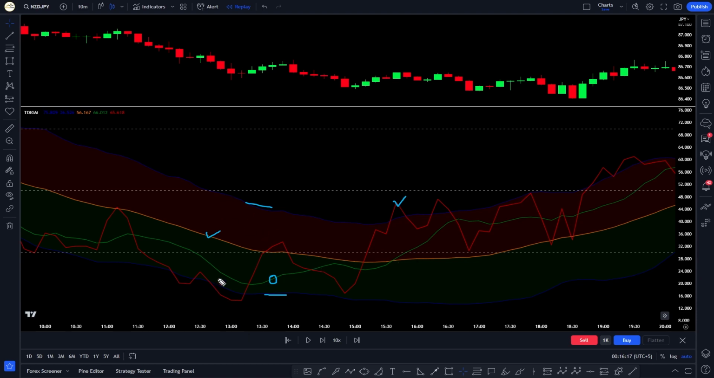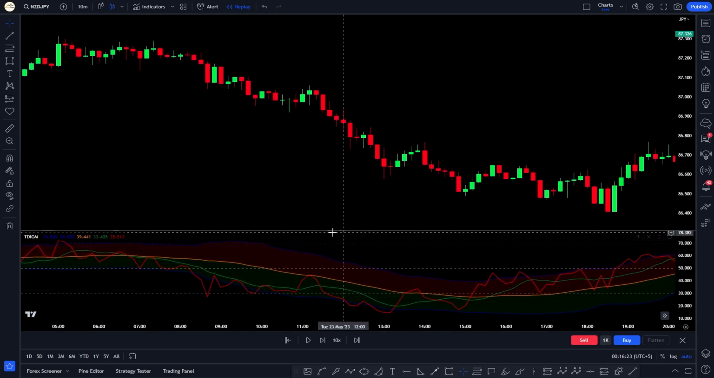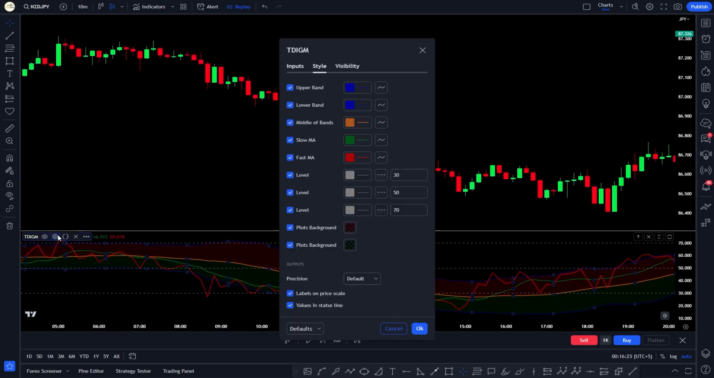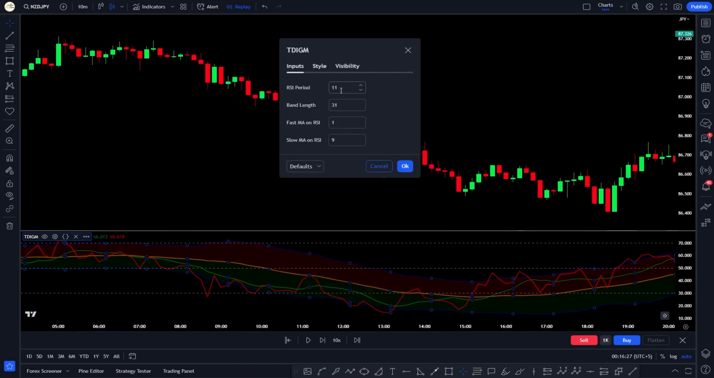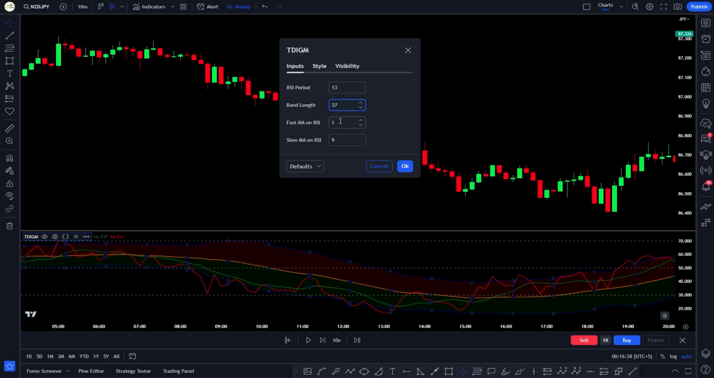Let's go ahead and change the settings of this indicator so that we can use it for our price action. Let me go towards the indicator settings, and here I'm going to go to the inputs and change this RSI period from 11 to 13, and also I'm going to change this band length from 31 to 37, and here I'm going to change this fast MA to 2 and the slow MA to 7.